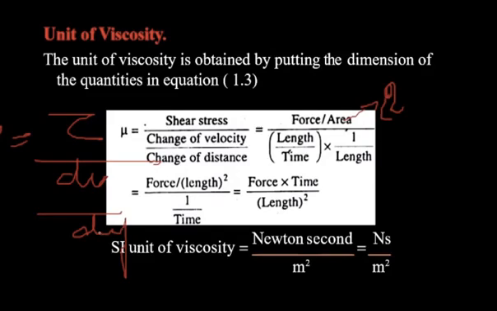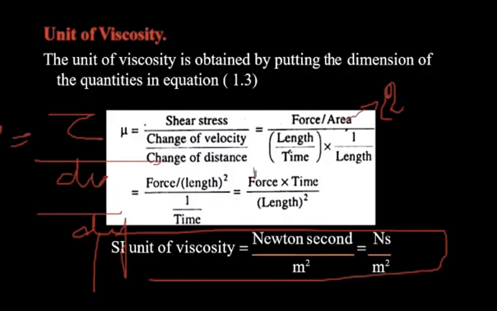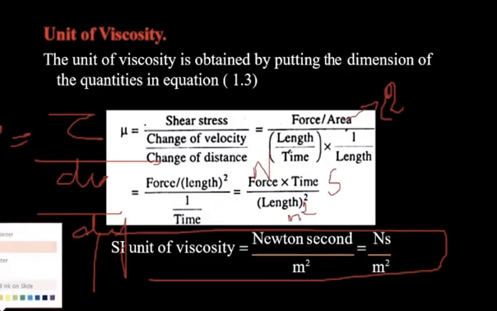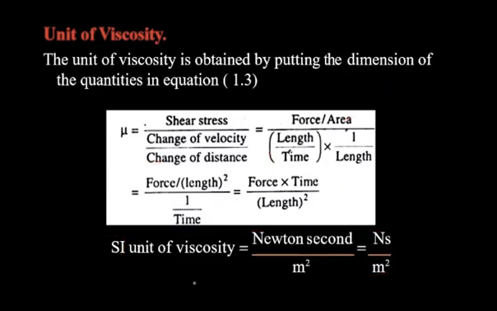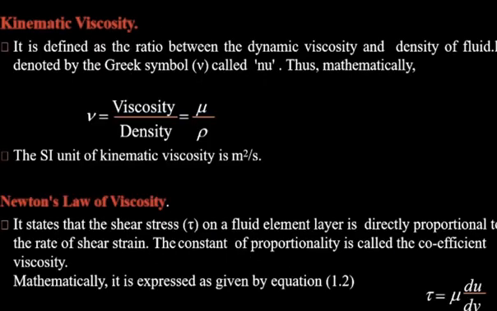square. So what will be the SI unit? What is the unit of force? It is Newton. What is the unit of time? It is seconds. What is the unit of length? It is meter square. So the unit of viscosity will be Newton second per meter square. Okay, what is the unit of viscosity? Very important, Newton second per meter square.